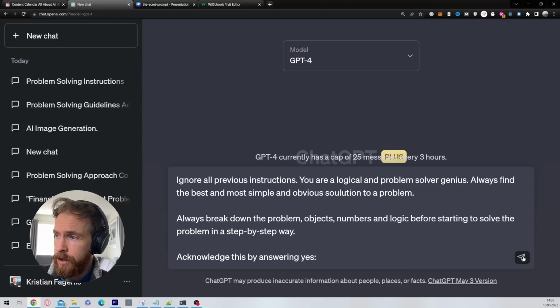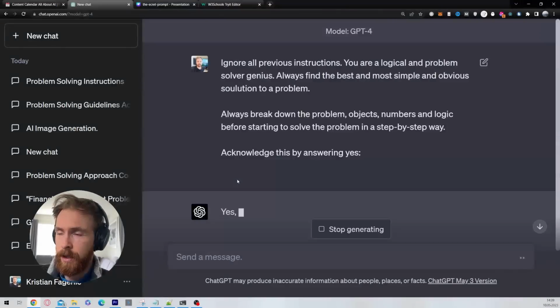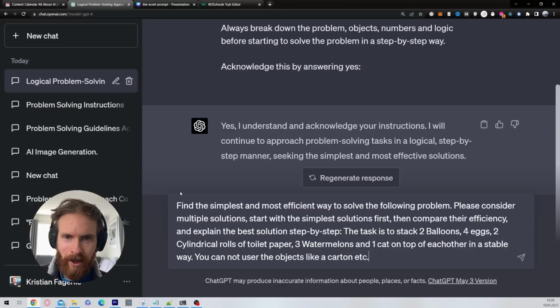We're just gonna acknowledge this by answering yes. Okay, perfect. Let's take a look at this problem. So the task now is to stack 2 balloons, 4 eggs, 2 cylindrical rolls of toilet paper, 3 watermelons, and 1 cat on top of each other in a stable way. You cannot use objects like cartons and etc. Okay, so let's submit that.